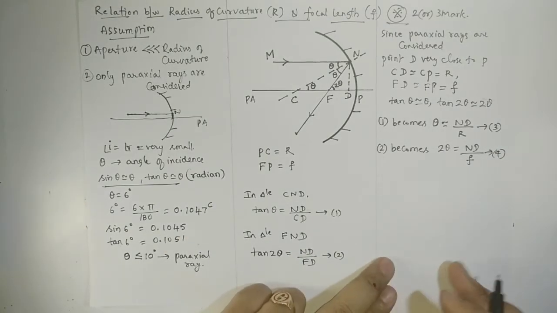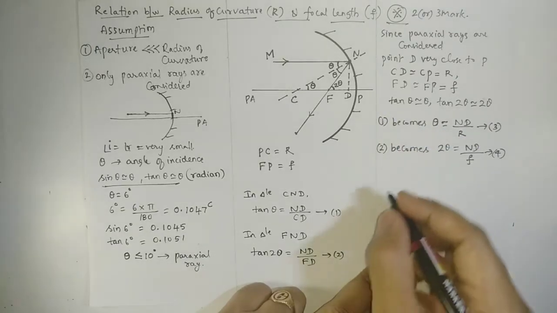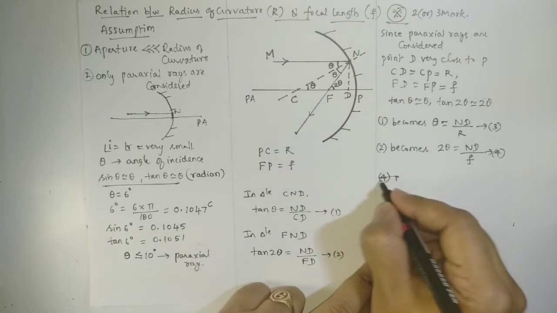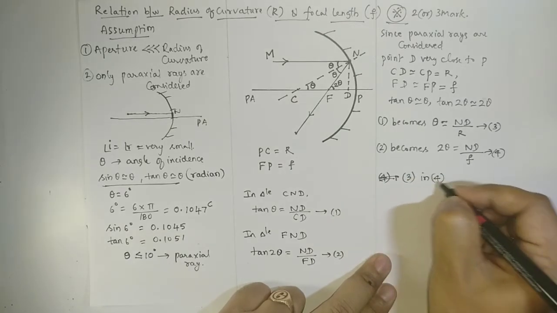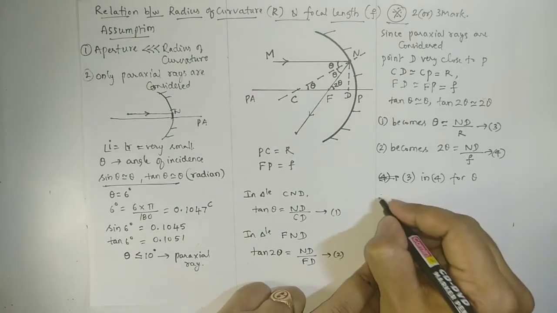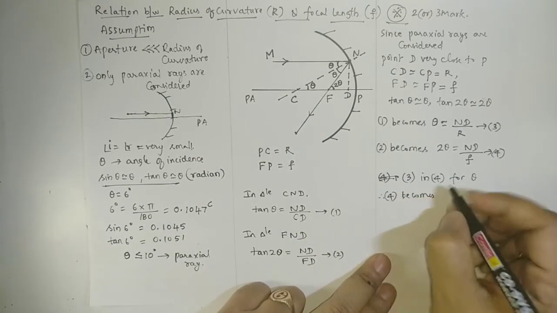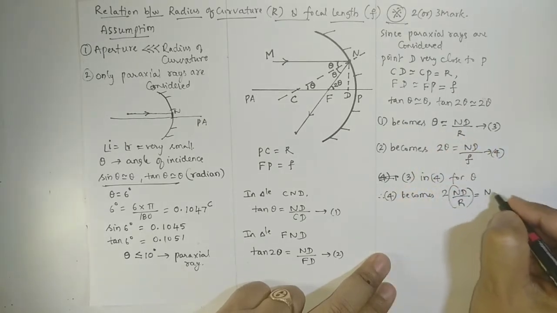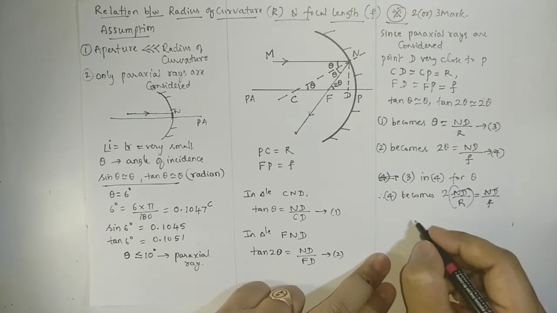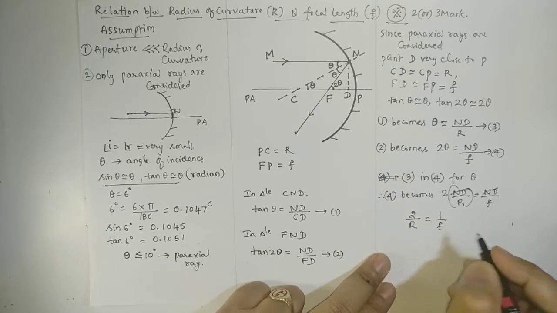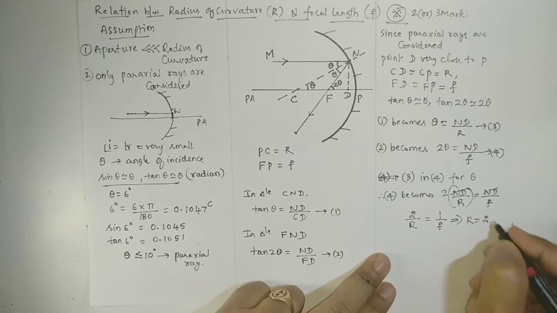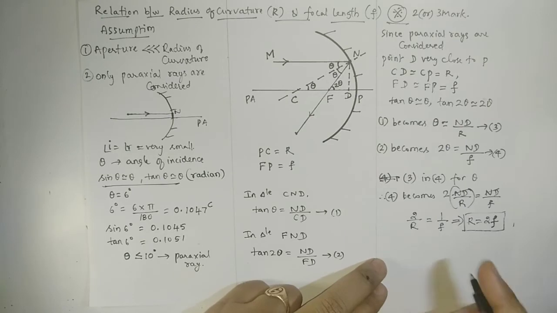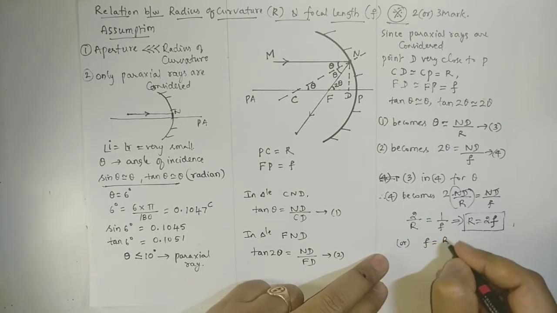Now you try to relate the two, or substitute the value of theta in one equation, or divide one equation with the other, whichever way is convenient. So let us substitute equation 3 in 4 for the value of theta. Therefore, equation 4 becomes 2 times ND by R, which will be equal to, since I am writing for theta, ND by F. So ND gets cancelled. I will be left with 2 by R equal to 1 over F, or you can write R equal to 2 times F. R will be equal to 2 times F. Or you can also write F equal to R by 2.